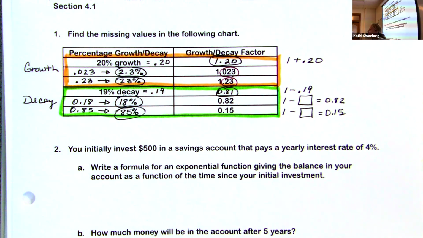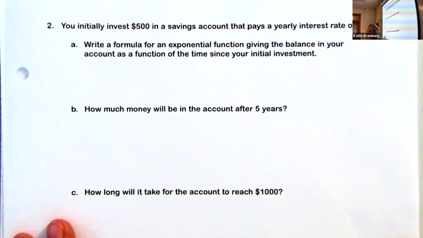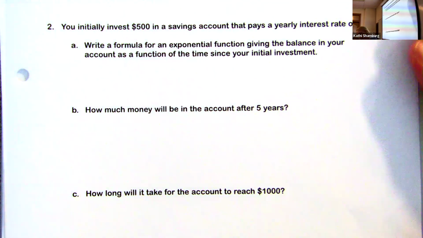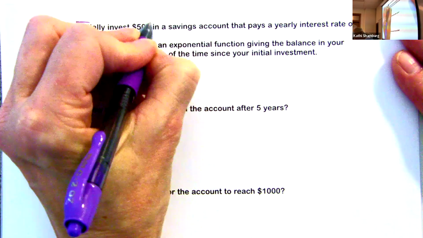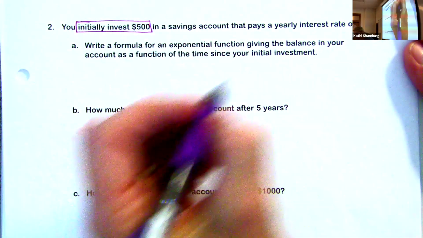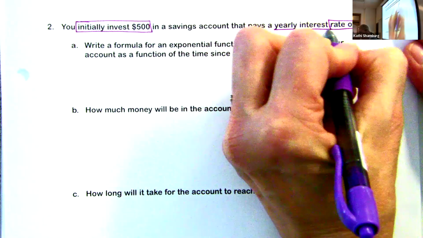So you'll need to be able to go back and forth with those. So if that's something you struggle with and you want to ask me more questions after class, please feel free to do so. Okay. So then the second question, you initially invest $500 in a savings account that pays a yearly interest rate of 4%.